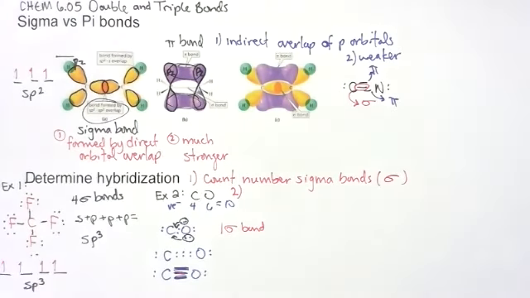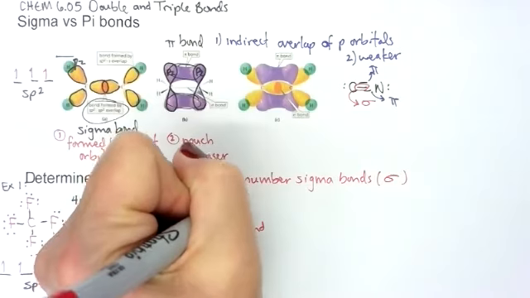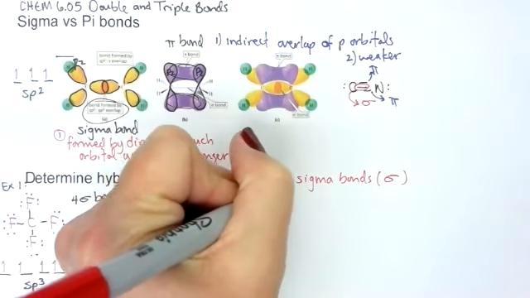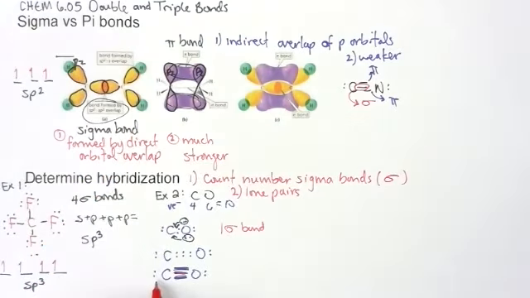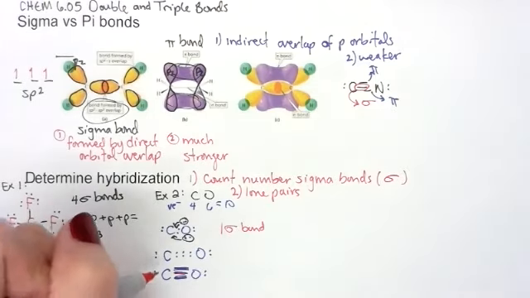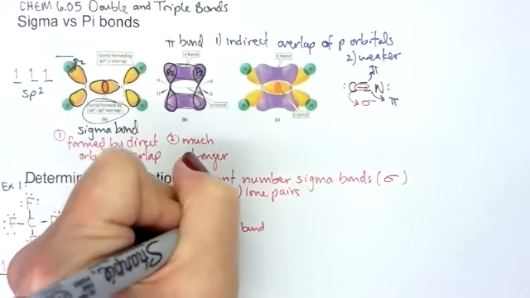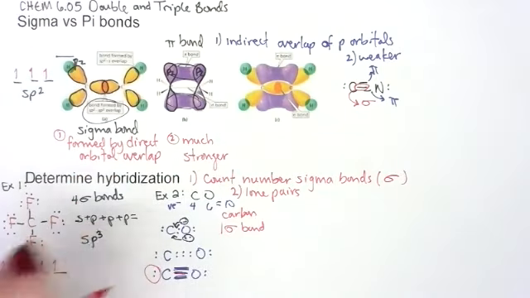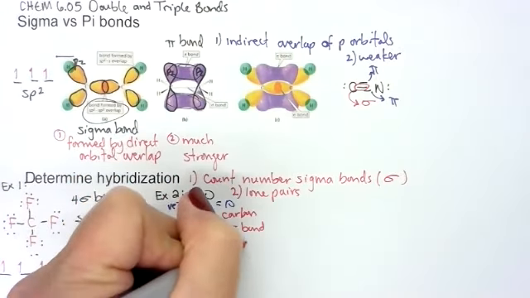And I also have to count lone pairs. Here, I have a lone pair. So I have 1 sigma bond. Let's talk about carbon, just carbon. And I have 1 lone pair.